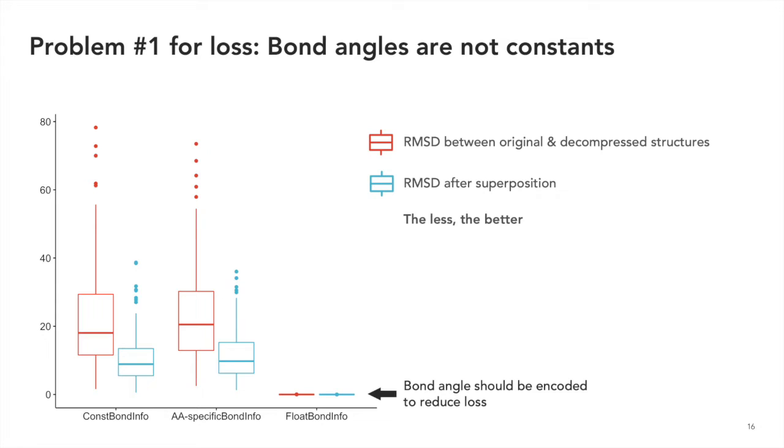And during reducing the loss, there was a problem. Our initial plan was just encoding the dihedral angles for the structures, but the problem was that the bond angles are not constant, and the deviations in the bond angles actually lead to high deviations at the RMSD level. So the bond angles should be encoded to reduce the loss.